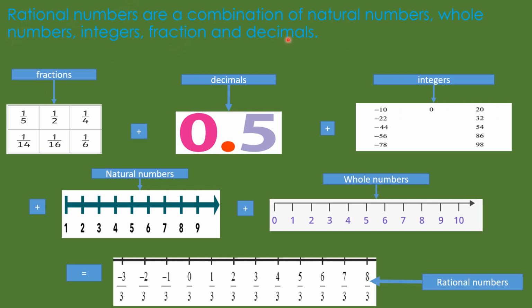Rational numbers are a combination of natural numbers, whole numbers, integers, fractions, and decimals. Fractions plus decimals plus integers plus natural numbers and whole numbers is equal to rational numbers. Okay, children, I repeat, rational numbers are a combination of natural numbers, whole numbers, integers, fractions, and decimals.